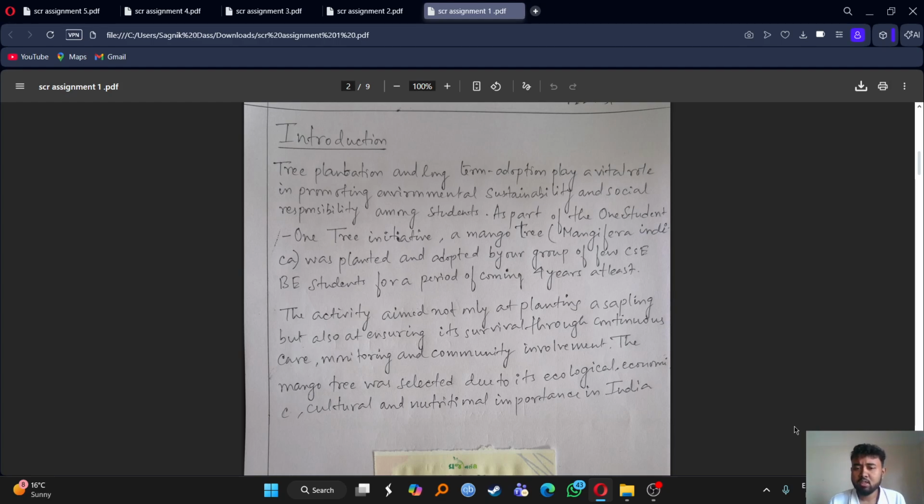In that activity, I will not only be planting but also maintaining the plant. I'll be ensuring that everything related to the plant is well maintained, starting from watering, monitoring, giving enough manure, and also getting the fruits out of it as a result of my work.